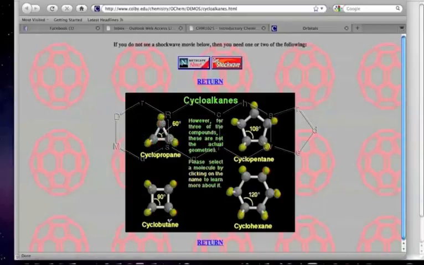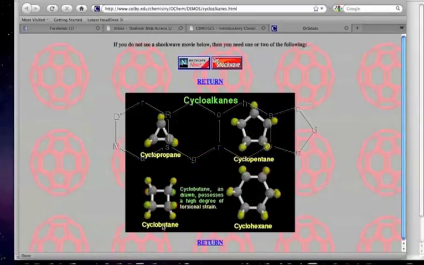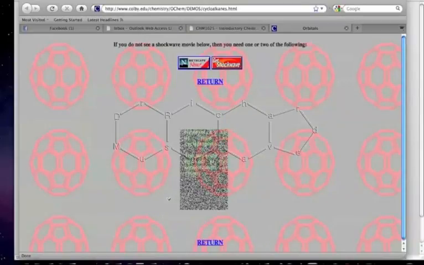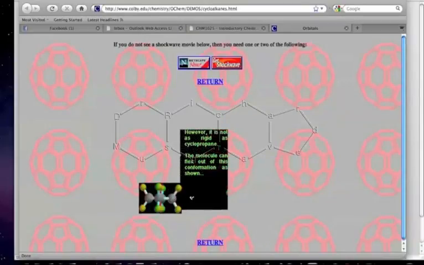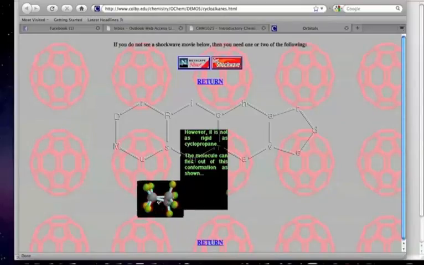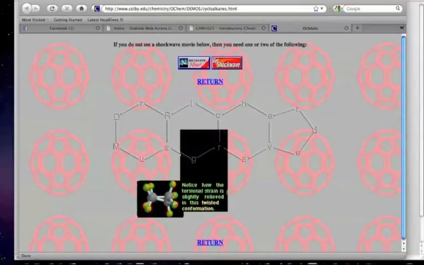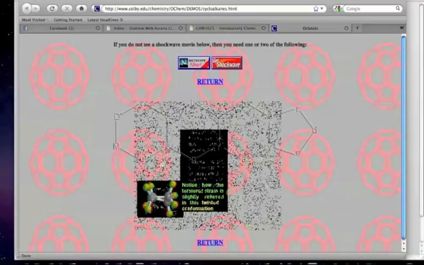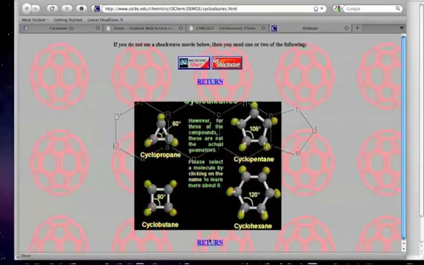Alright, take a look at cyclobutane. 90 degrees, still 109.5 is what it wants to be, so these aren't that happy either. But this is not quite as bad as cyclopropane because this can shift out of the plane and form that kind of situation, so it's not quite as bad.